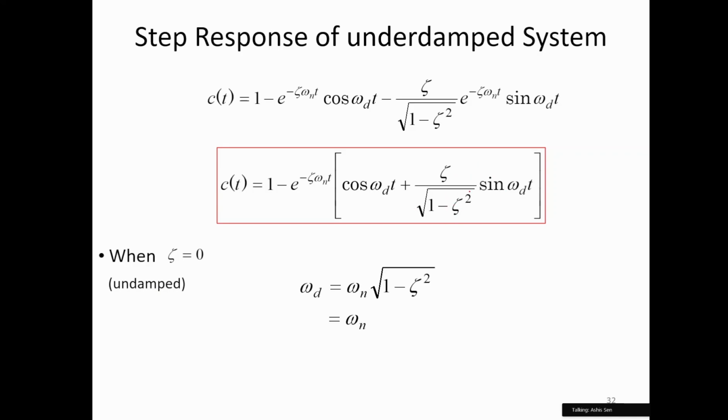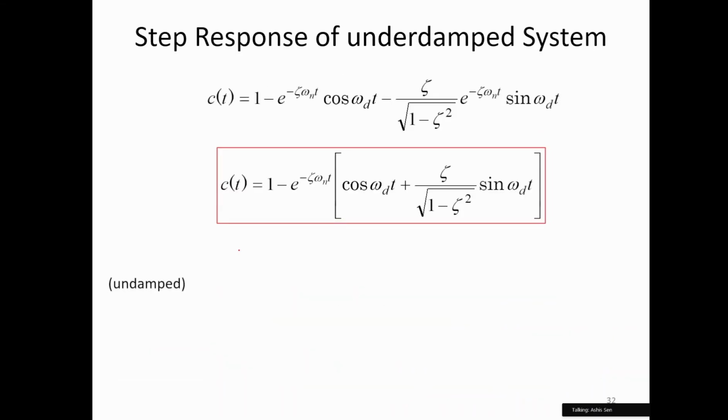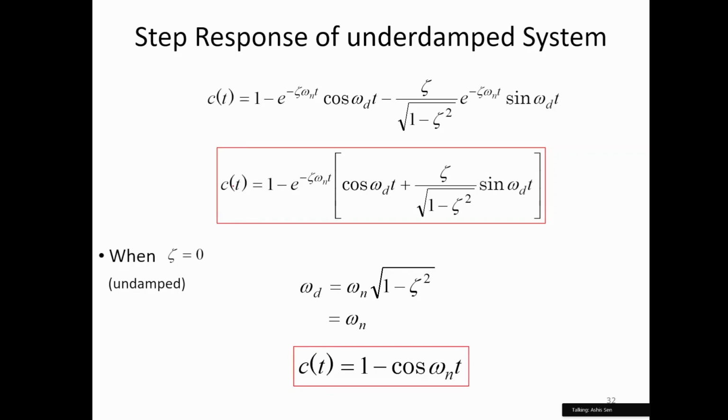And for an undamped case, when zeta equals 0, this term is going to go. Your omega d in that case will be simply omega n, which is your undamped frequency. Undamped frequency is basically the same as the natural frequency of the system. So in that case, your output will just become 1 minus cos omega d t, where e to the power 0 becomes 1 and this term goes to 0. Now omega d is basically omega n, so cos of omega n into t.